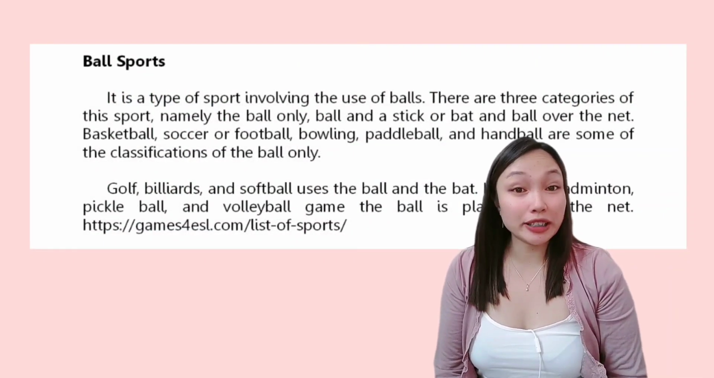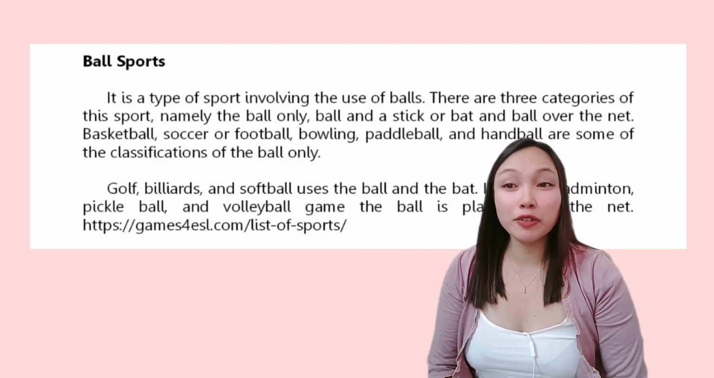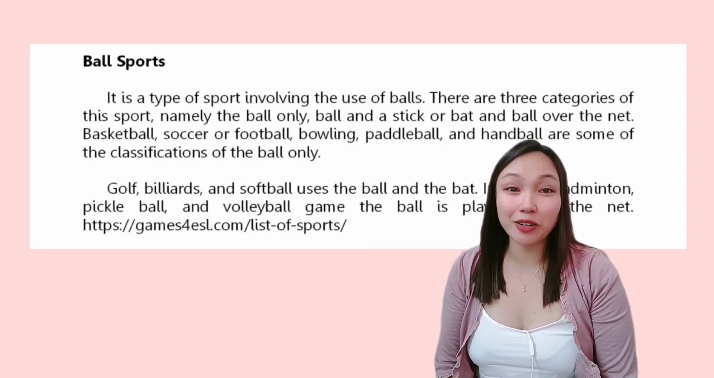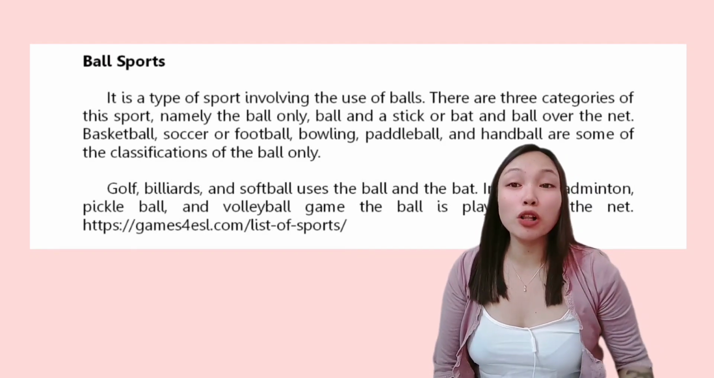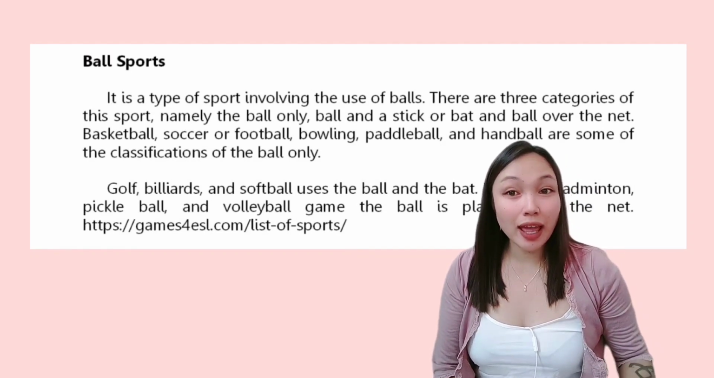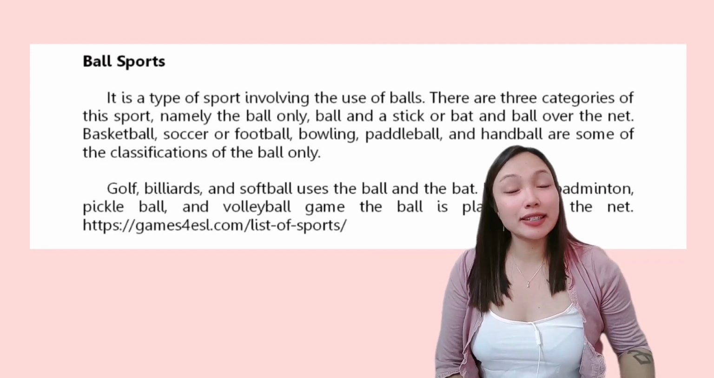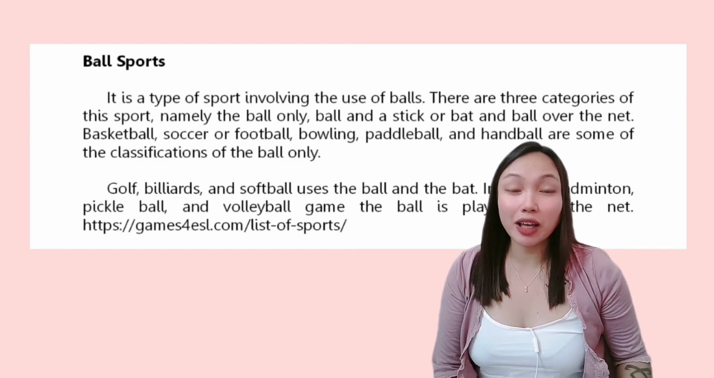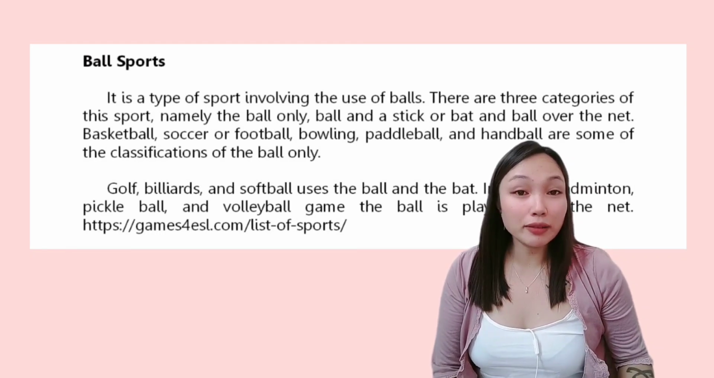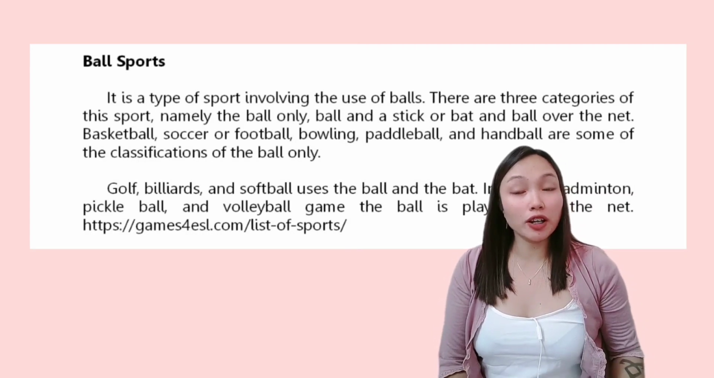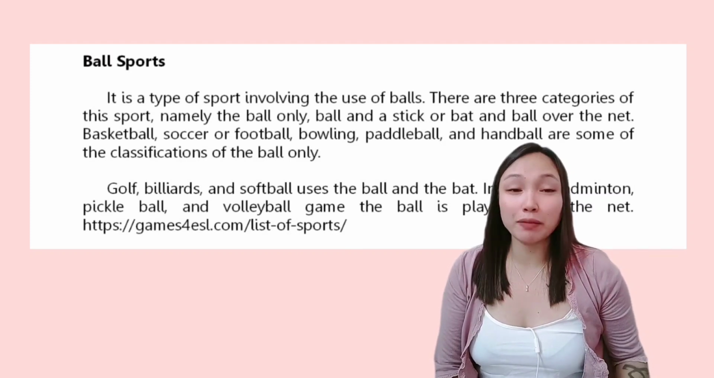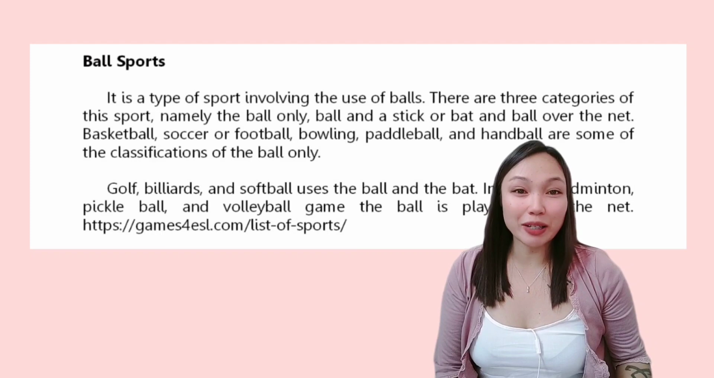Now let's go to the different types of sports. The first one is the ball sport. It is a type of sport involving the use of balls. And there are 3 categories of this sport, namely the ball only, ball and a stick or bat, and ball over the net. Examples for the ball only category are basketball, soccer, and bowling. For the ball and the bat, we have golf, billiards, and softball. And for ball over the net, we have badminton, pickleball, and volleyball.